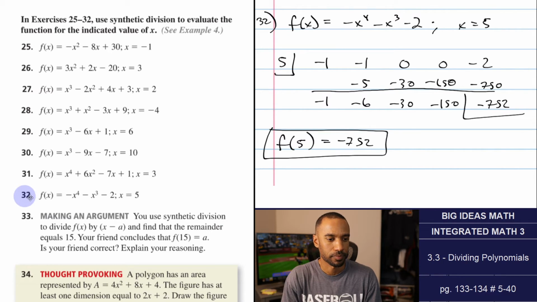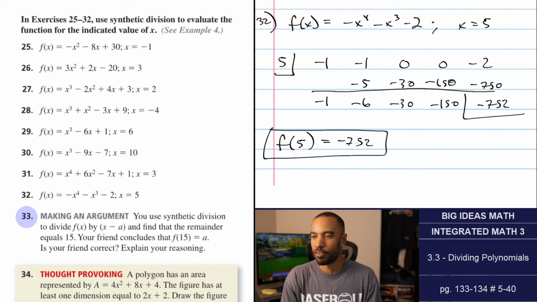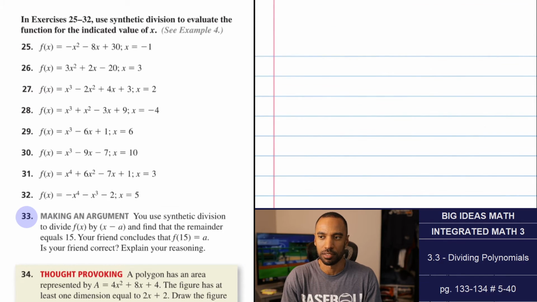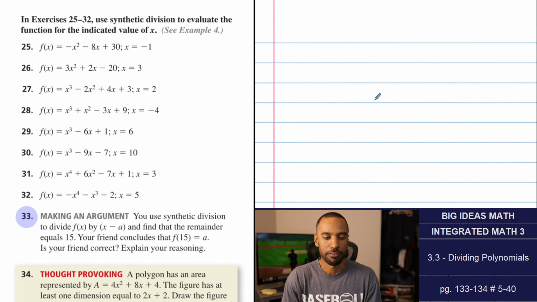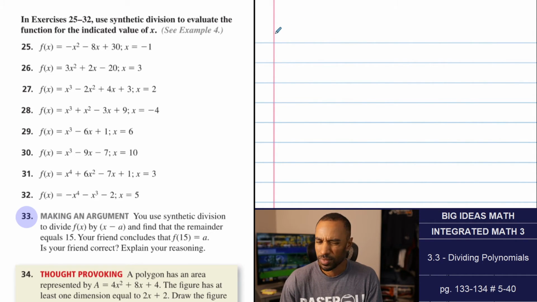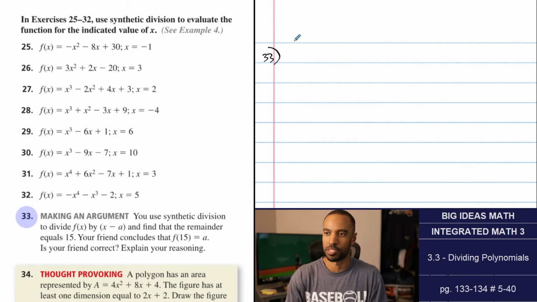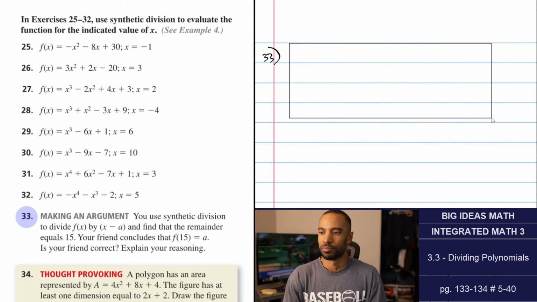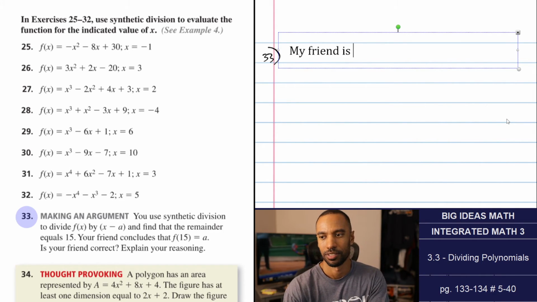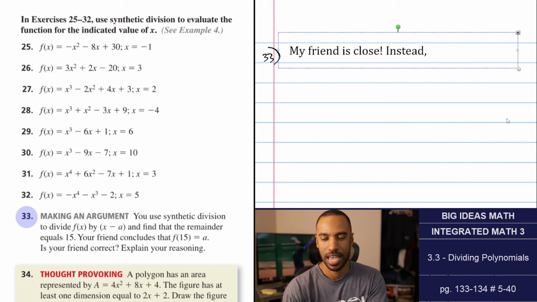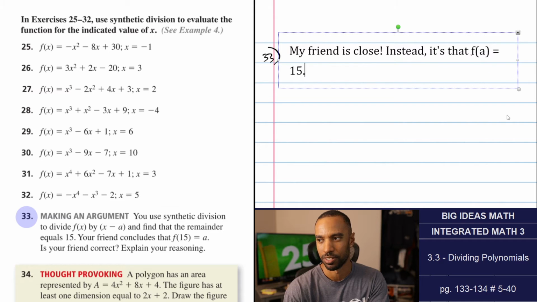Number 33. Use synthetic division to divide f of x by x minus a and find the remainder equals 15. Your friend concludes that f of 15 equals a. Is your friend correct? Explain your reasoning. They have it slightly backwards. I'll say my friend is close. Instead, it is that f of a equals 15.